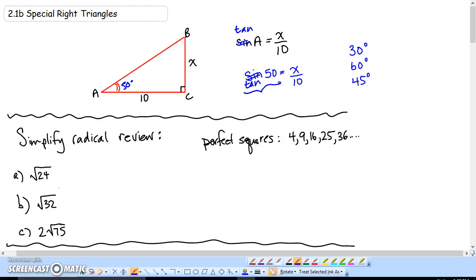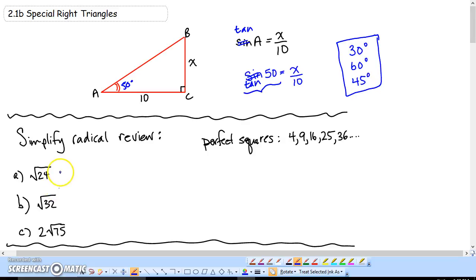So what we're going to do today is we're going to see there are some angles in which we do know that the tan, sine, and cosine of certain angles produce exact values, that we can use those exact values to calculate exact lengths. So the three acute angles that we're going to focus on are 30, 60, and 45, and we're going to look at that today. And before we get into that, we do need to review our radical simplification.